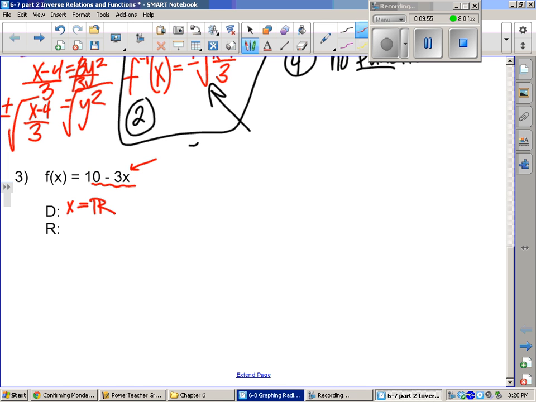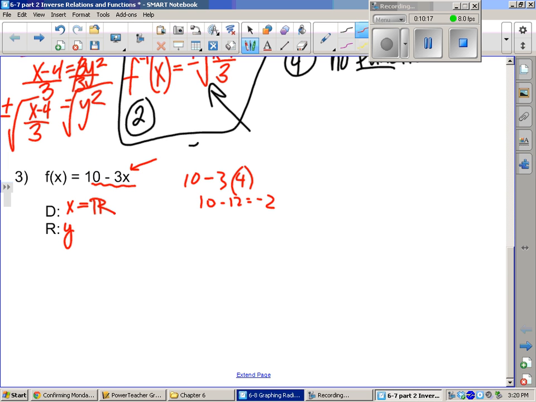Well, I know that on the last one we talked about how that exponent, when we squared it, always turned positive. Okay, but am I ever going to get a negative out? Let's just try one. If I put a 4 in here, I'll get 10 minus 12. That's negative 2, so I will get negatives.